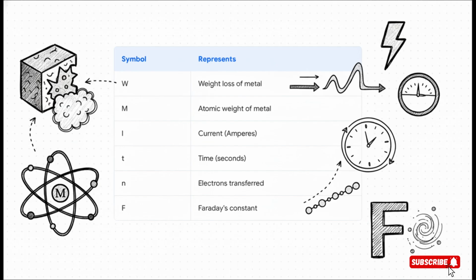The bottom part of the equation just tells us it's inversely proportional to N, the number of electrons the metal transfers, and F, that Faraday's constant again. It's a really beautiful direct relationship. More current and more time simply equals more metal lost.